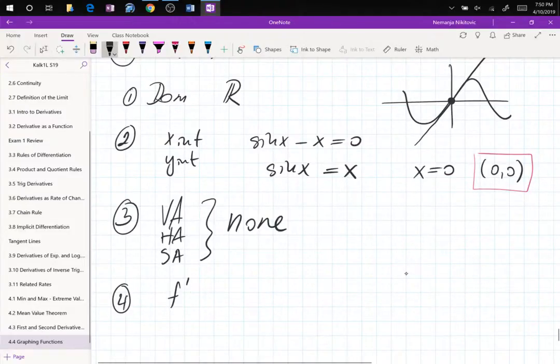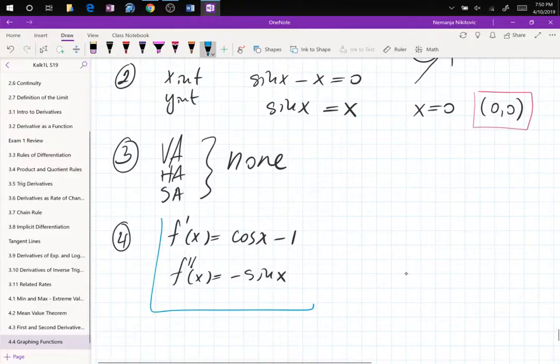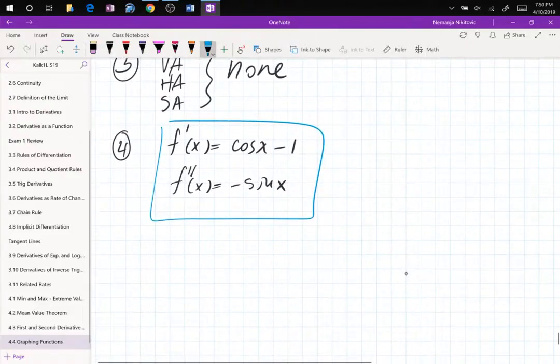Number 4, first derivative test. The derivative is cosine x minus 1, which we'll set to 0 later. The second derivative of f is negative sine x only. We're going to put the blue one so we can go back to it.